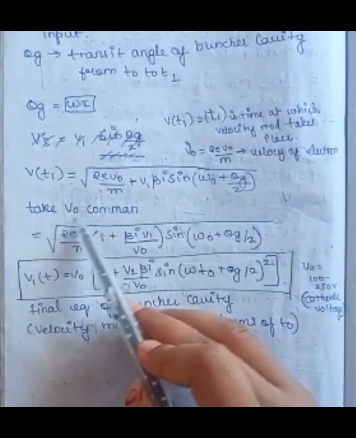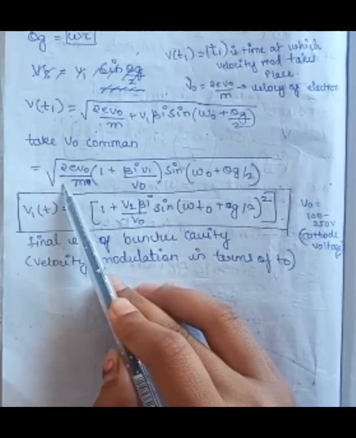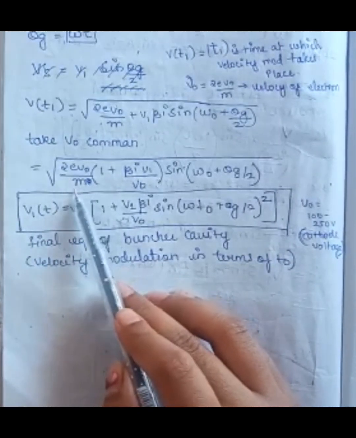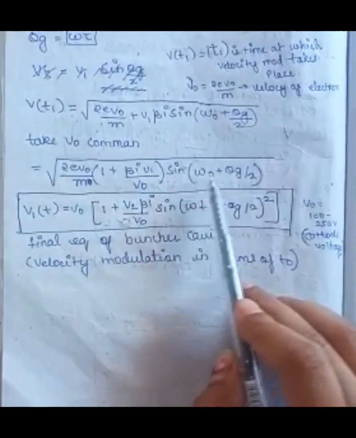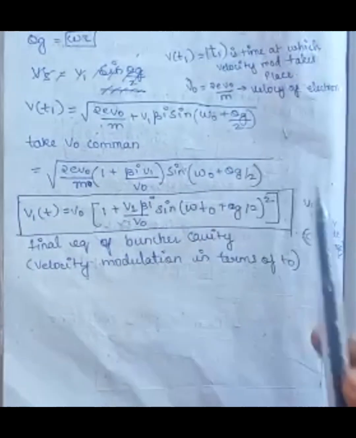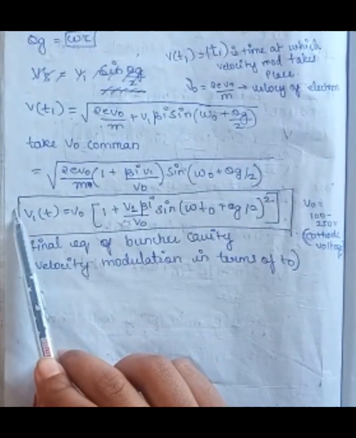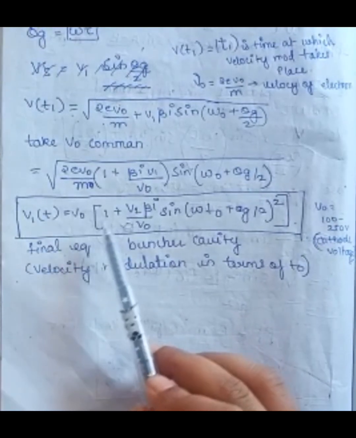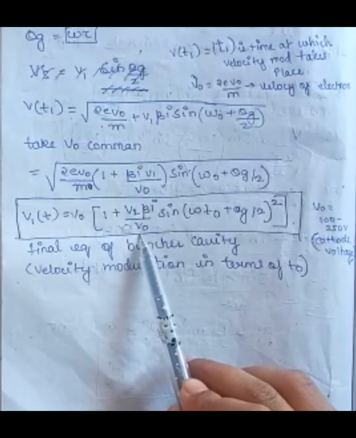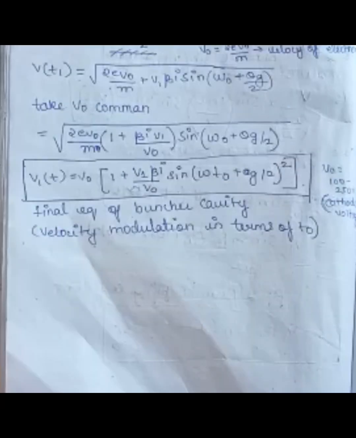Now we have to take Vo as common here. After taking Vo as common, we would get the equation as under root 2eV0 upon m into 1 plus beta I V1 upon V0 sin omega t naught plus theta g by 2. Now the final equation of the velocity modulation in terms of t0 for the buncher cavity will be Vt1 is equal to Vo of 1 plus V1 beta I upon V0 sin omega t naught plus theta g by 2 whole square. I hope that you understood the final equation of the buncher cavity.